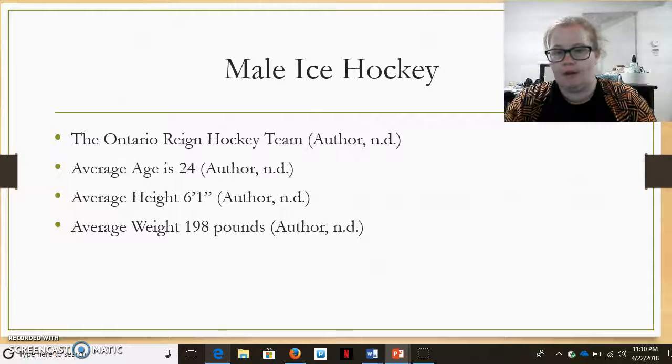I took my stats from the Ontario Reign hockey team, seeing as this is my favorite hockey team. The average age for this team is 24. Their average height is 6'1", and their average weight is 198 pounds.